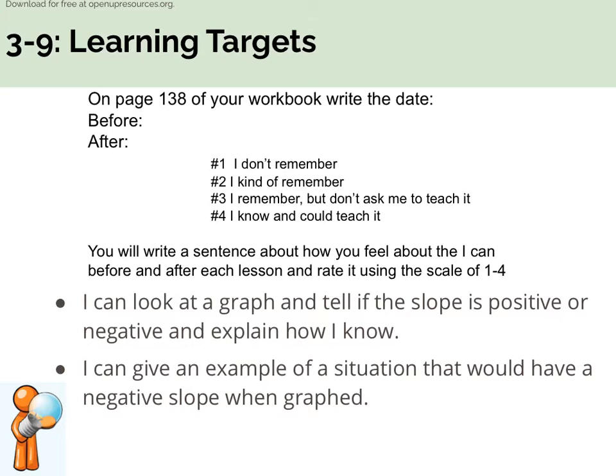Go back to page 138 and read the I can statements. I can look at a graph and tell if the slope is positive or negative and explain how I know. And I can give an example of a situation that would have a negative slope when graphed. Go ahead and read those. Give yourself a sentence about how you feel about it right now, and give yourself a number between 1 and 4.